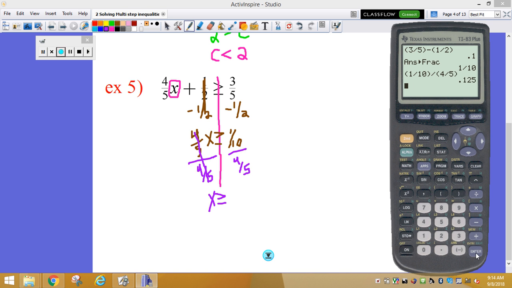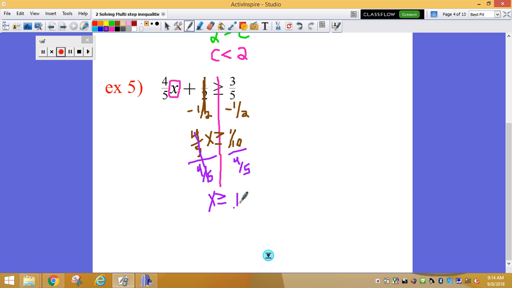4/5. Now this, I'm actually going to leave as a decimal, just because decimals are easier to graph on a number line. So I'm going to leave it as 0.125. If you changed it to a fraction, that's fine. I'm not going to count it wrong. And your test is going to be multiple choice, so you'll be fine.